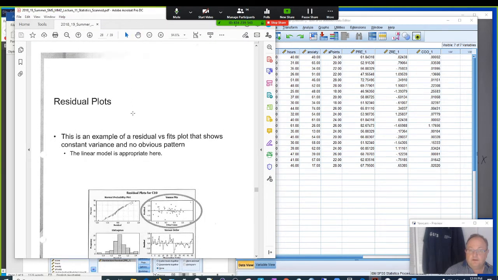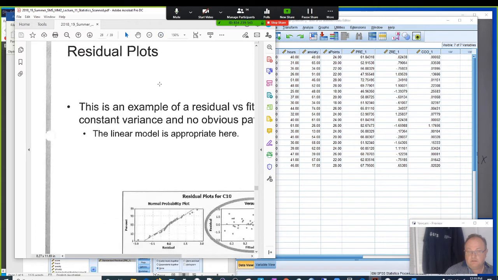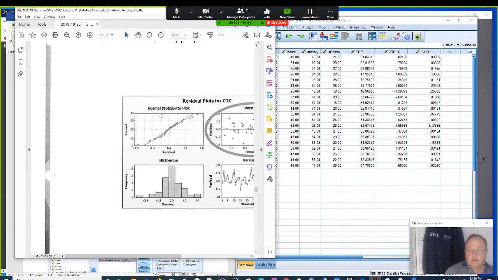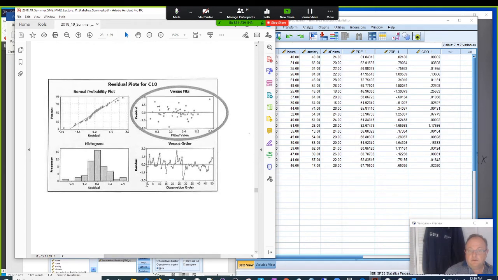So basically what's this talking about? This is kind of everything you've been doing in a nutshell, I guess. This is an example of a residual versus fits plot that shows constant variance and no obvious pattern. So this is a simplified version of what's coming up in your work thus far. You may have seen this before when you did your intro to stats, but I'm just bringing it back for you to have another look at.